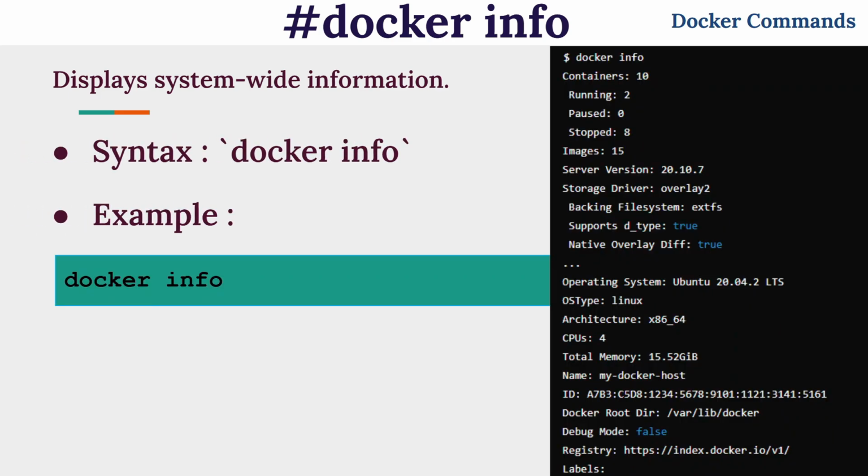Here is an example of the output you might see when running Docker info. The Docker info command is essential for understanding the configuration and capabilities of the Docker daemon running on your system. It provides a comprehensive view of Docker's environment, helping you manage and troubleshoot Docker containers and services effectively. Let's see the next command.